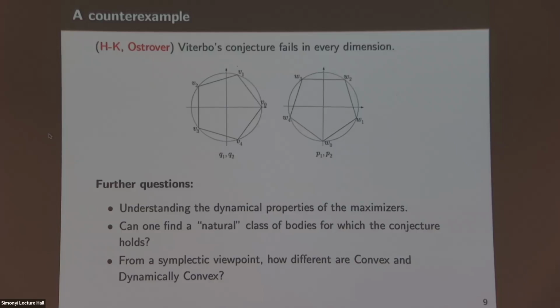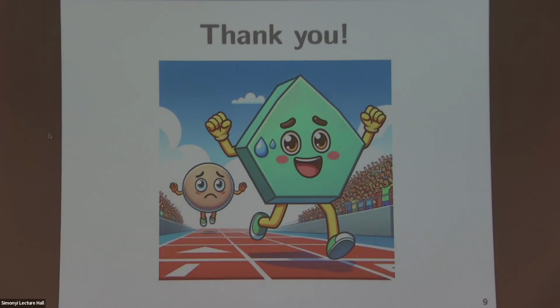And again, we are trying to understand the dynamical ways to define convexity in a more natural way from a symplectic point of view. The fact that Viterbo doesn't hold for convex domains reopens the question of how really different dynamically convex and convex are. There are many more questions, but let me finish.